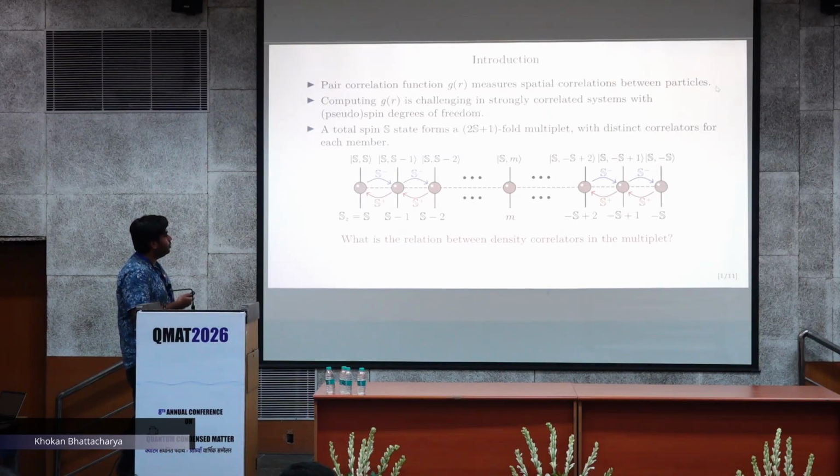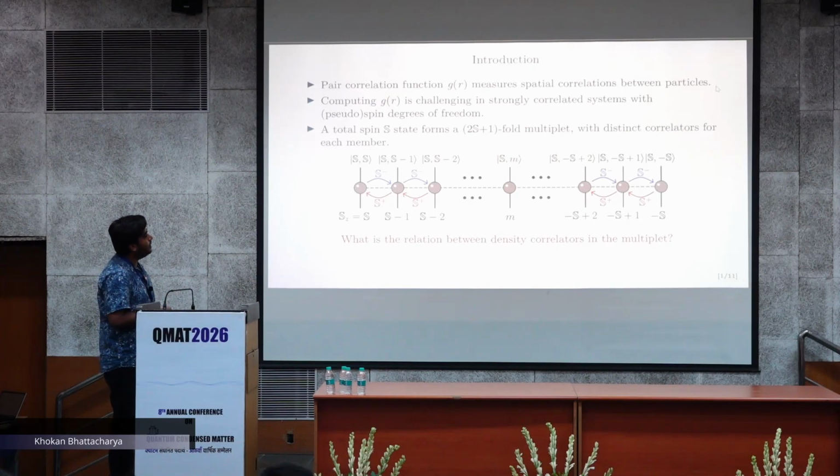But we know that a spin S state has this 2S plus 1 fold multiplet. Each state in this multiplet has distinct correlators, but we know that we can actually traverse the spin multiplet using ladder operators. So we asked the following question: what is the relation between density correlators in this multiplet?